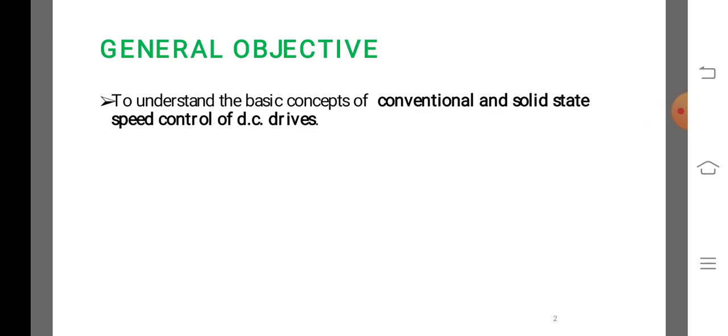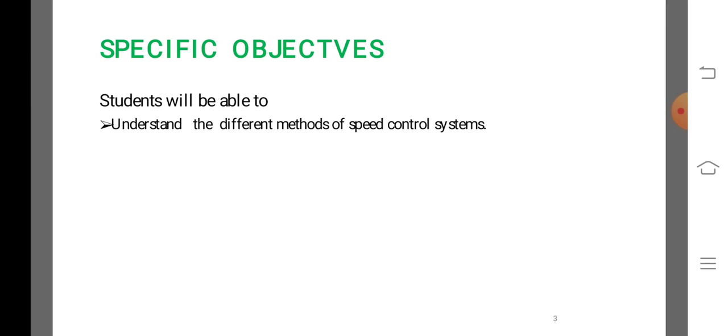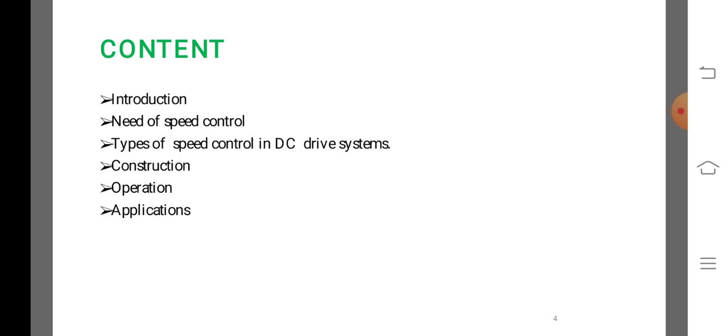So we can understand the basic concept of conventional and solid state speed control of DC drives. We have two specific objectives. Students will be able to understand the different methods of speed control system. This is the content of conventional speed control of DC motors.